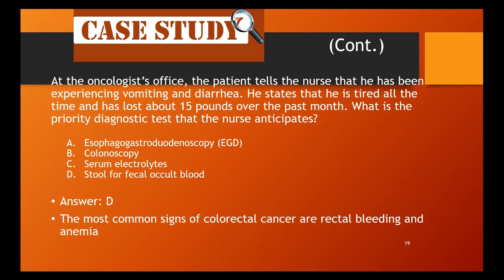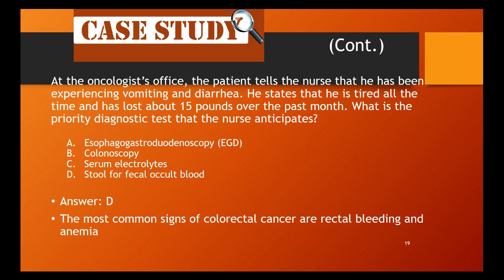So as we're breaking this apart, we see that he's tired all the time, lost about 15 pounds. The weight loss could be from vomiting and diarrhea. But of course, for both colorectal and gastric cancers, fecal occult blood testing is indicated. Not only indicated, it's one of the first things you're going to do because it's so non-invasive. So if you chose that one, you were right there.